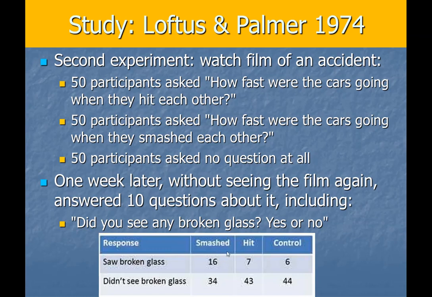And it turns out that if you were asked that earlier question about how fast the cars were going when they smashed each other, you are significantly more likely to have seen broken glass. In other words, in your memory, people will say, yes, I remember seeing broken glass, if they were primed in that initial question to think using this verb smashed, and then less so in the hit and control conditions.